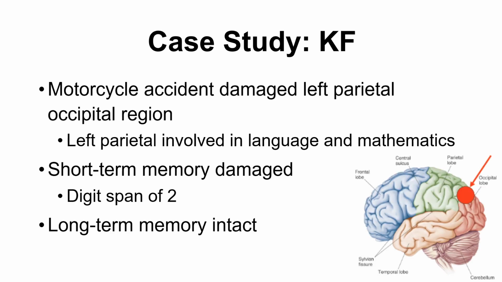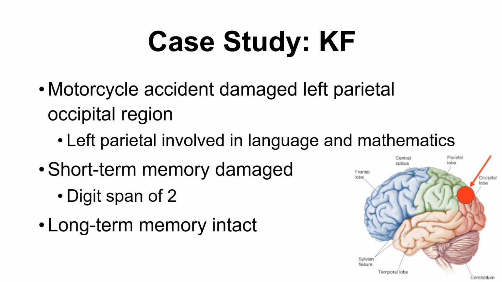Our third and final case study is an individual known only as KF. I've looked and I can't figure out what this individual's full first name or full name is. They're just known as KF. But as I mentioned in my preamble, this individual actually ends up giving us evidence that goes against the current model that we've been working with.